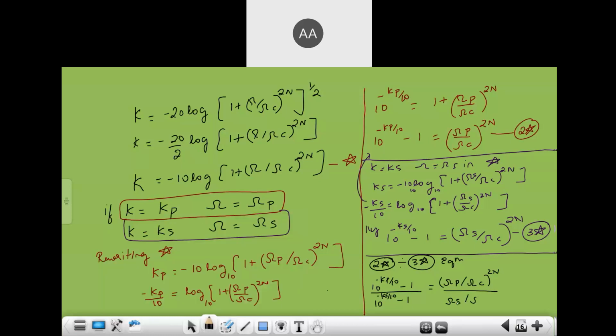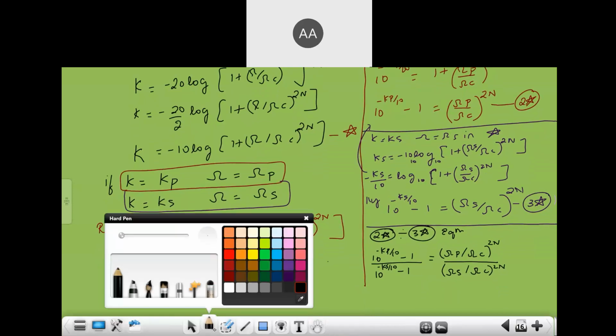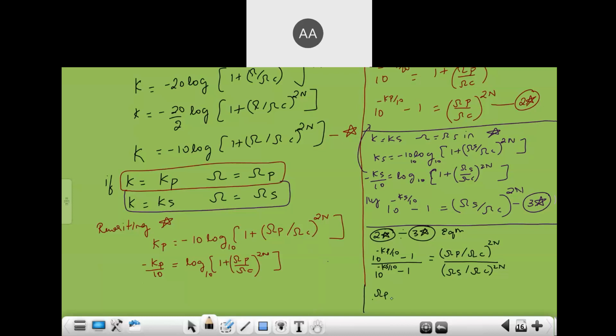This is (omega S by omega C) whole thing to the power 2n. So 2n is common, I will rewrite it. What happens to this? Go a little bit down. So this becomes, I'll write it on the RHS, (omega P by omega S) whole thing to the power 2n. Can I write like this? This omega C and omega C get cancelled, because the powers are the same. And I'll commonly write the power like this. Okay?